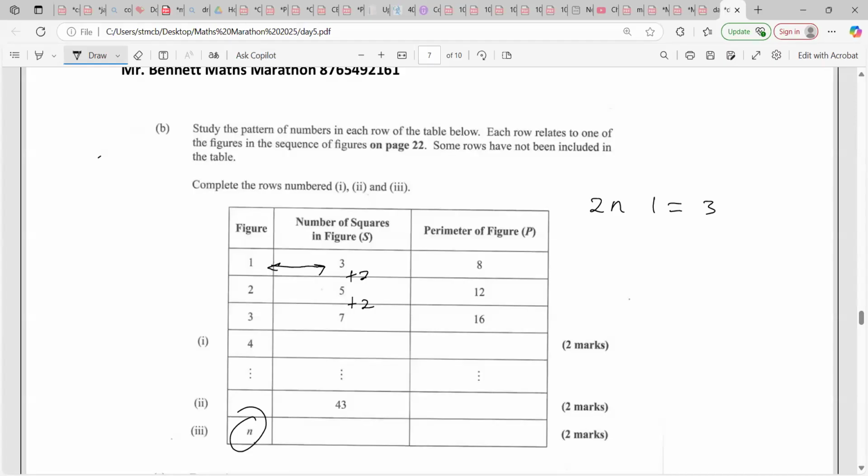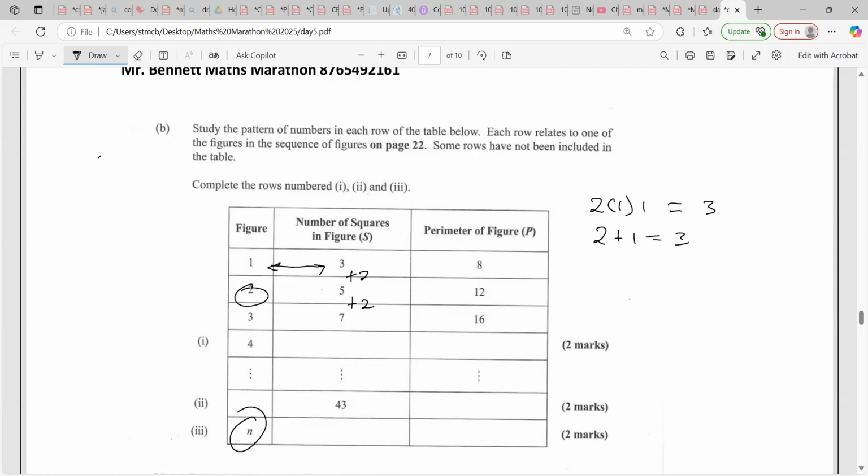So that's the first term, right? Then you do something. Put that 1 here and you end up with 3. So 2 ones are 2, and then if you plus 1, you basically get 3. And you can check it.